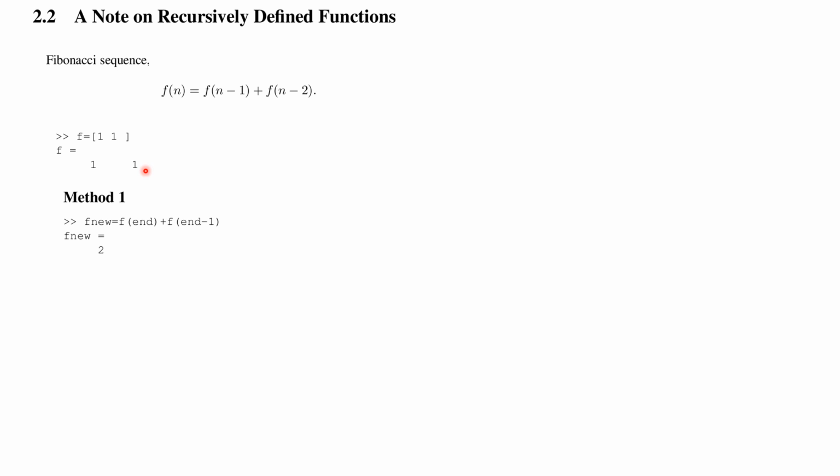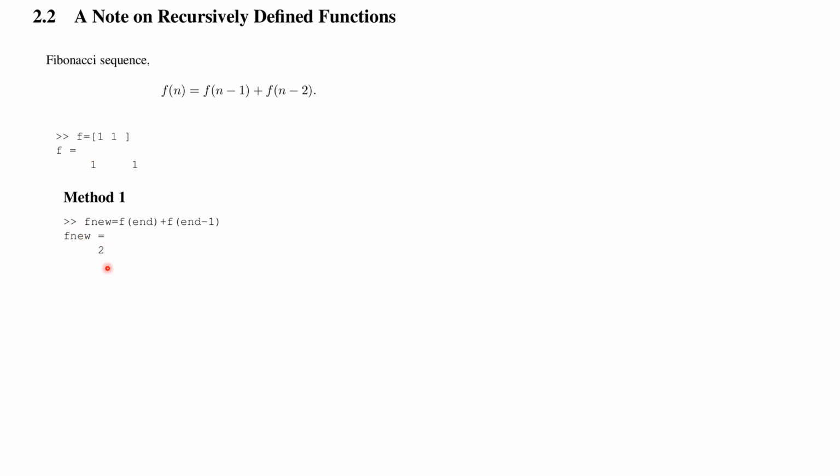Then MATLAB's got this very useful facility. We've got a vector f. If you say f(end), that's of course the value at the end of f, and end minus 1 is the value just previous to that. So we're telling it the new f that we're making is formed from the end value, plus the one before that. So that's the f new, that's a new value.